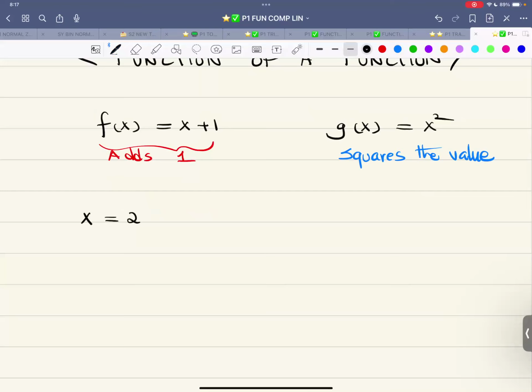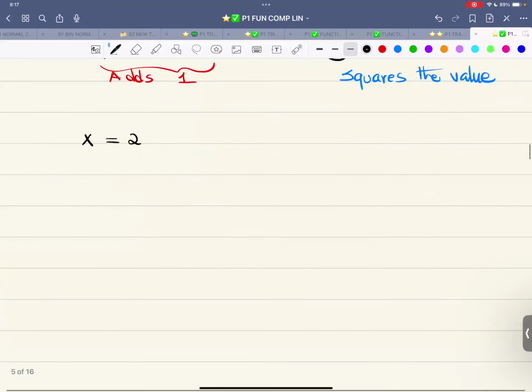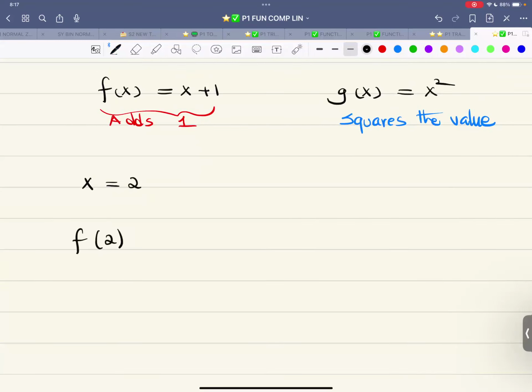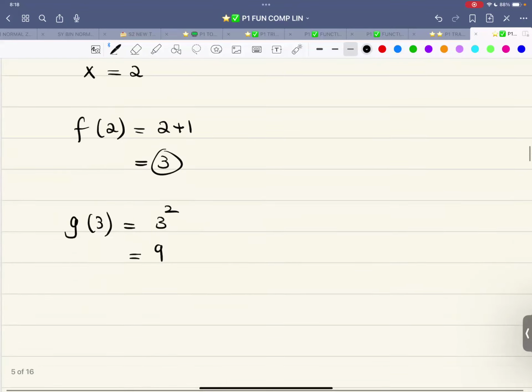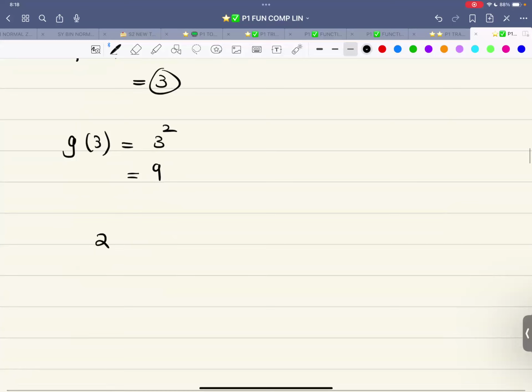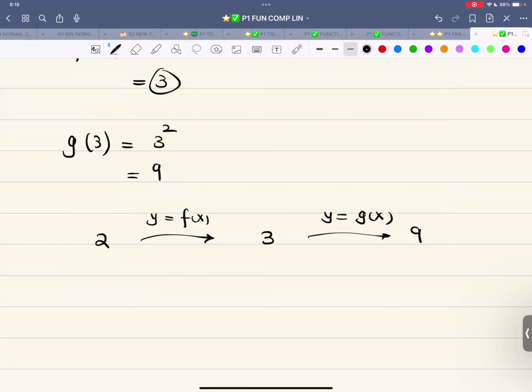Let me write x is equal to 2. Let me first plug in f(x). So f of 2, that is 2 plus 1, it makes it 3. Let me use this result in the g(x) function. So now g(x), let me write over here, g of 3, that is 3 squared, which comes out to be 9. That means an x value of 2 is becoming 3 and it's becoming 9. So 2 is becoming 3 by y is equal to f(x) because it adds 1. And 3 becomes 9 by the function y is equal to g(x).